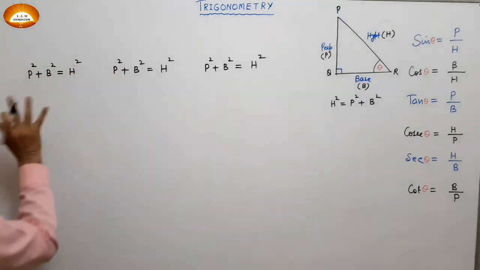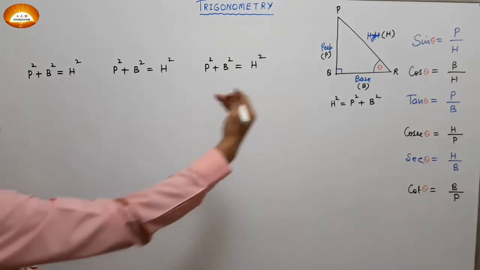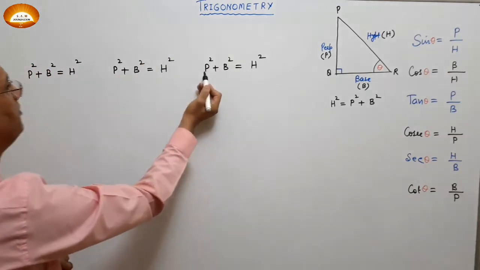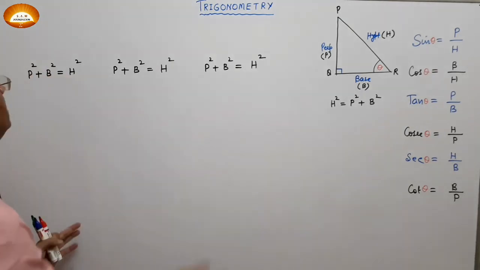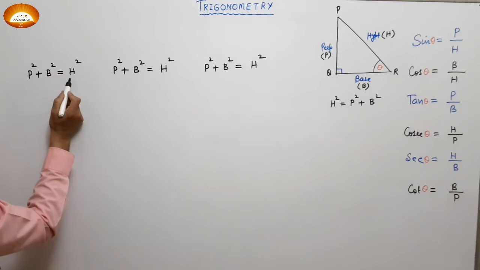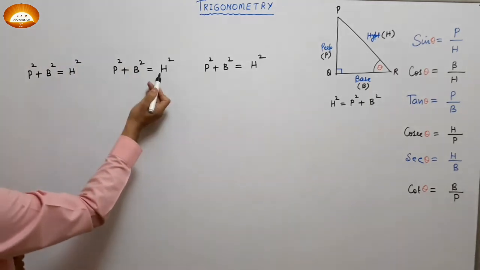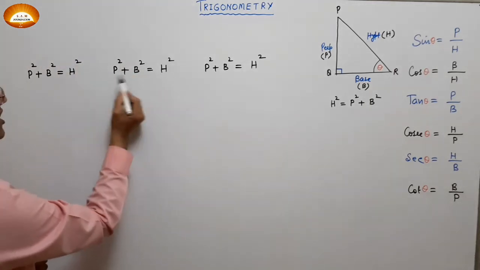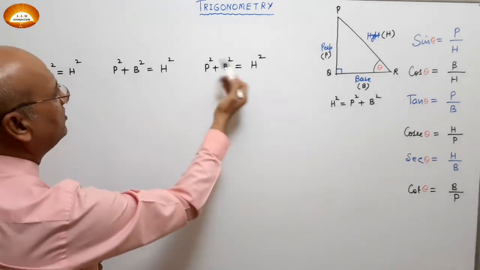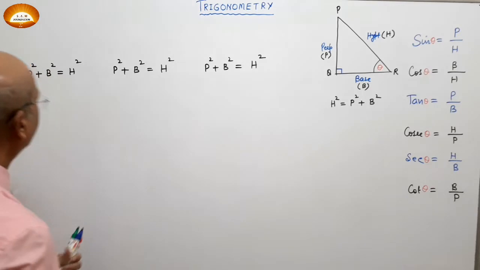Now one by one, see this side from right to left: it is hypotenuse, base and perpendicular. For the first identity, we divide all the terms by hypotenuse square. For the second identity, we divide all the terms by base square. And for the third, we divide all the terms by perpendicular square.